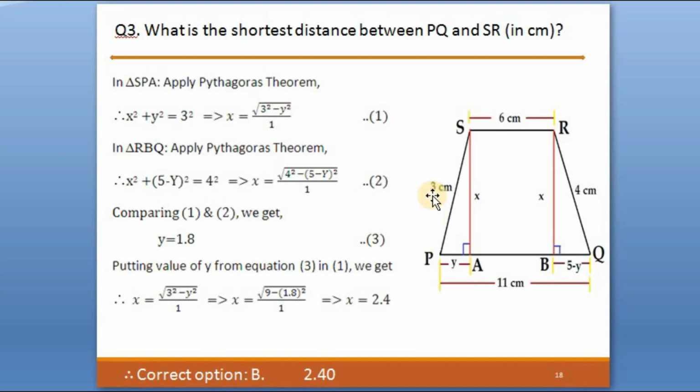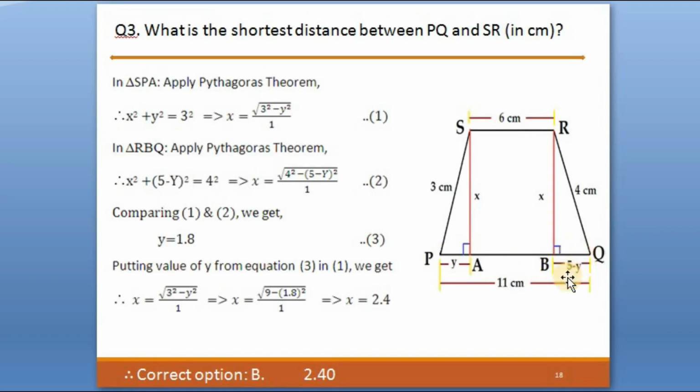Similarly, in triangle RBQ, as you see here, we can again apply the Pythagoras theorem. So x square is equal to perpendicular square plus base square. Now here there is basically a trick: since SR is 6, we can take the projection of that, which is AB. So AB will be 6. Then the leftover portion will be 5, because 11 minus 6 is 5. So if PA is assumed as y, then naturally BQ will be 5 minus y.